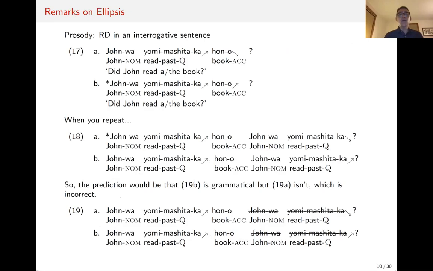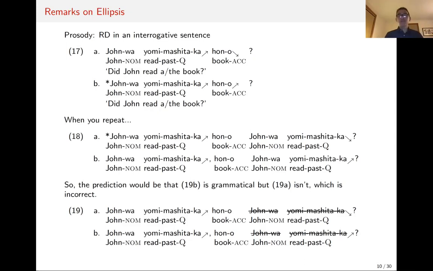It also shows up in prosody. When you have an interrogative sentence that has right dislocation, typically what happens is that the verb ending gets a typical interrogative intonation. If you try to do that on both, it's just infelicitous.